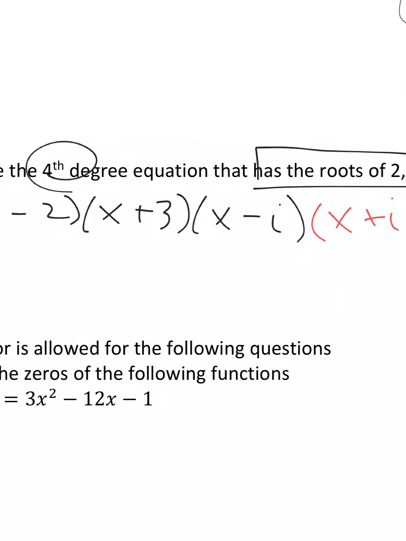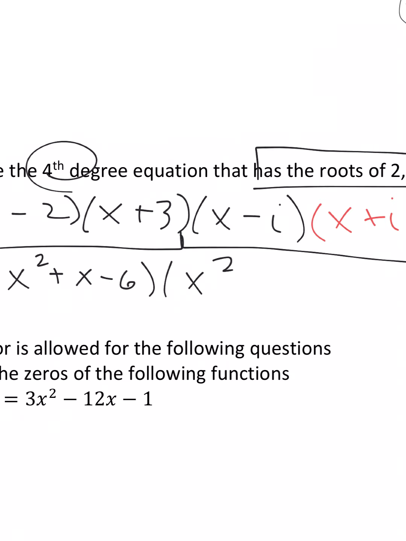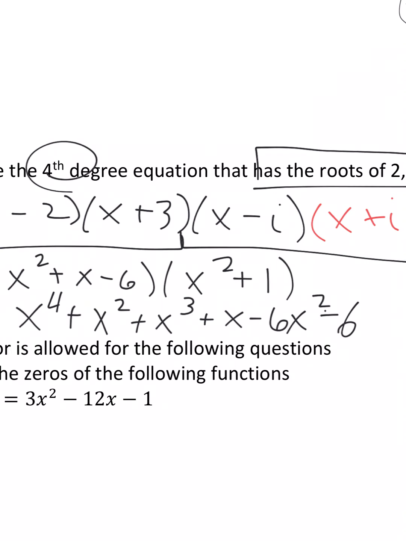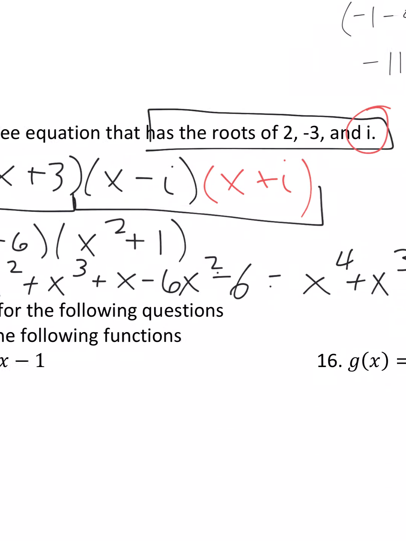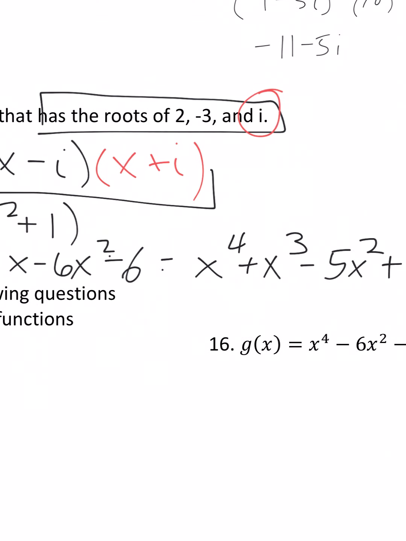So now we can distribute all this. Again, another recommendation I have, do this in 2 pieces and then distribute at the end here, because when you do that, it actually is easier. It ends up being a lot easier than most people think it will be. So this is x to the 4th plus x squared plus x cubed plus x minus 6x squared minus 6. And I only really have one piece to combine here, so x to the 4th plus x cubed minus 5x squared plus x minus 6.